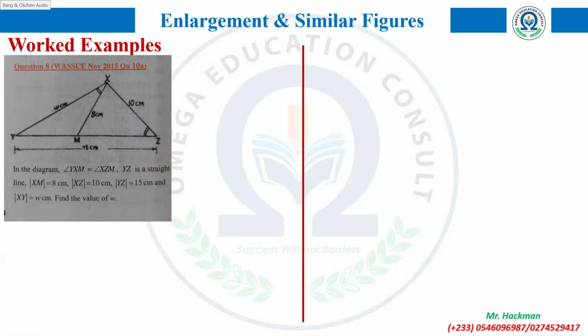Anytime you see questions of this sort, where you see angles, maybe with double arcs, the first thing that should come to mind is enlargement and similar figures. In this situation, it is your duty to get the triangles that are similar. If you are not able to identify the similar triangles, you wouldn't be able to identify the corresponding sides, which will help you form your ratio and find your unknown.